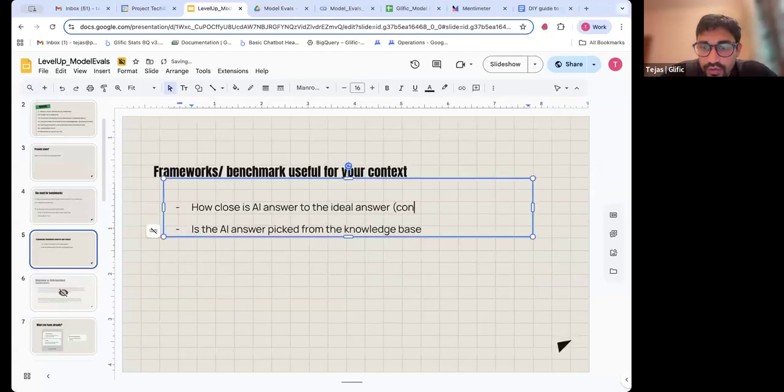Just to give the other terms: how close the answer is, is cosine similarity. How the answer is picked from the knowledge base is what we will refer to as context precision.